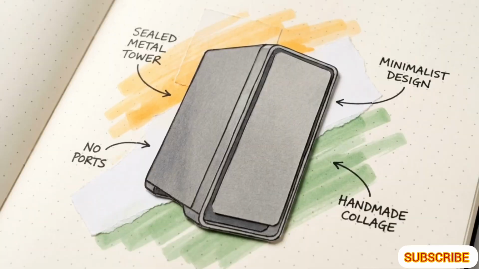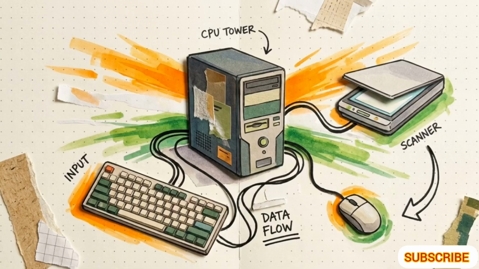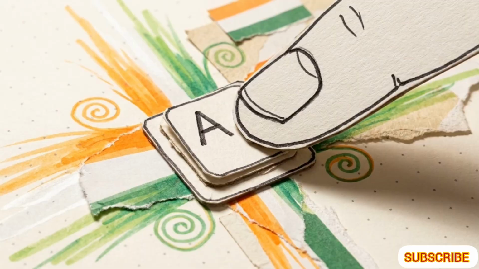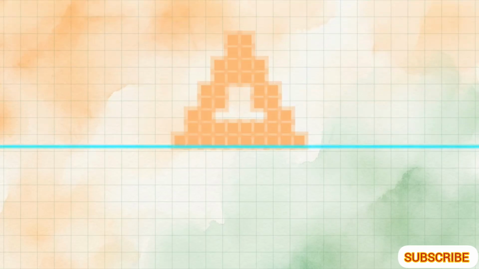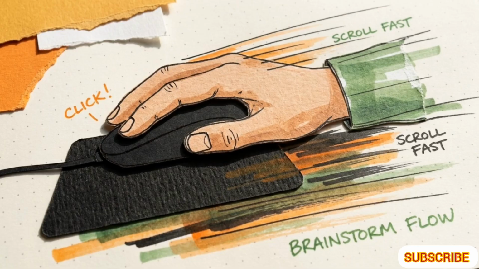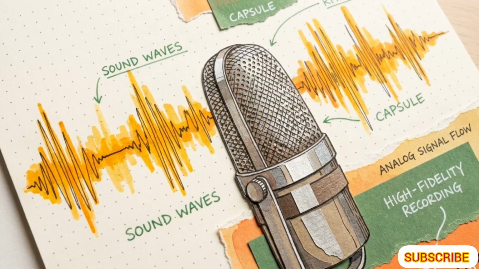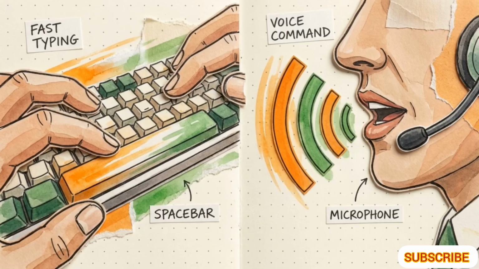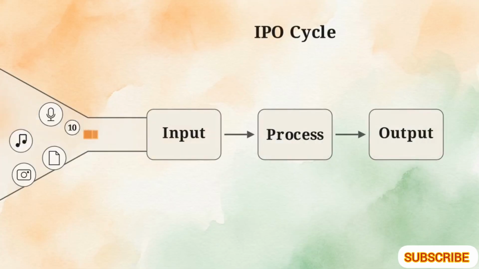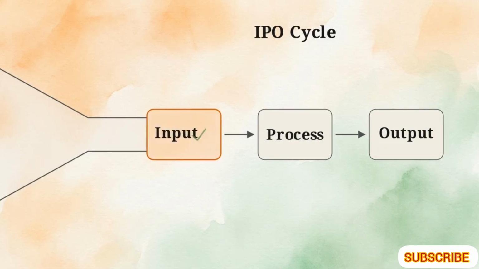If this machine doesn't have eyes or ears, how do we get our thoughts inside it? We give it artificial senses, which we call input devices. When you type on a keyboard, you help the computer read text. When you move a mouse, you let it feel your clicks. We can even give it eyes using a scanner to pull in images, or ears using a microphone to record our voices. Every time you press a key or speak into a mic, you are feeding raw data into the machine. That action completes the first step of the cycle, the input.